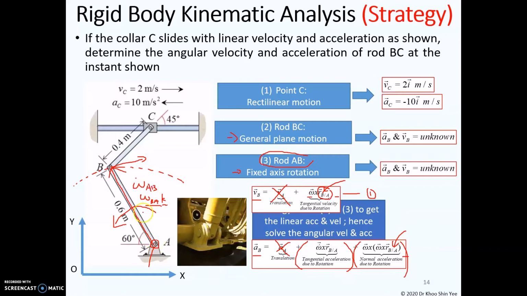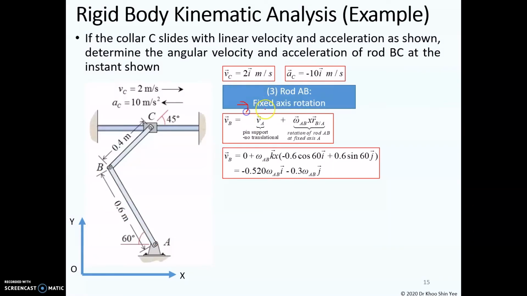So we always follow the vector direction. We shouldn't write the BA here, it should be AB. So the omega dot AB is the angular acceleration for this rotation. Since it's not provided, we just assume it in the positive k direction, which is counterclockwise in the z direction. With that, you succeed in obtaining the motion for the fixed axis rotation at rod AB.